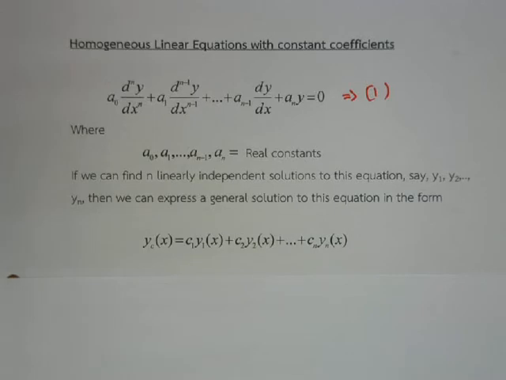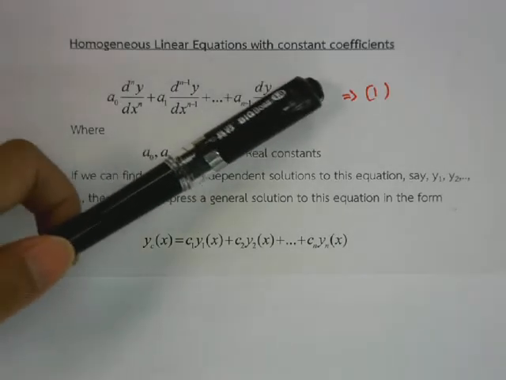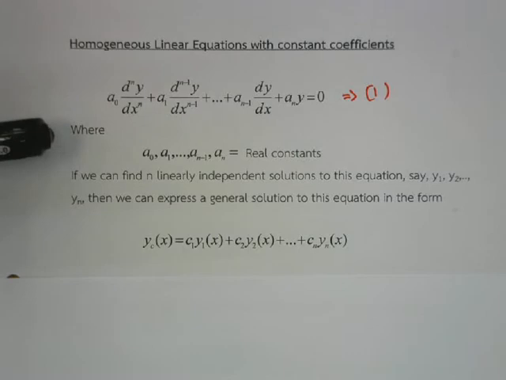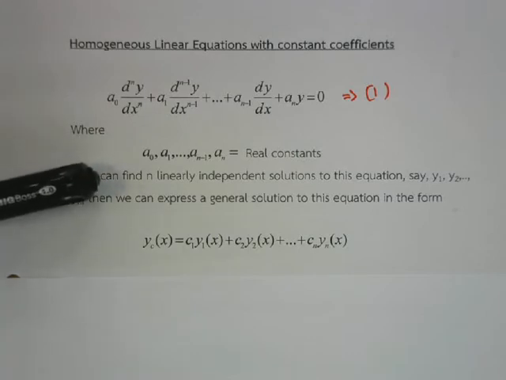Okay, next is about homogeneous linear equations with constant coefficients. We can write down the general form of the nth order homogeneous differential equation as equation 1 here. Because it's a constant coefficient equation, a0, a1, until an are real constants. They are not functions of x now, they are constants.